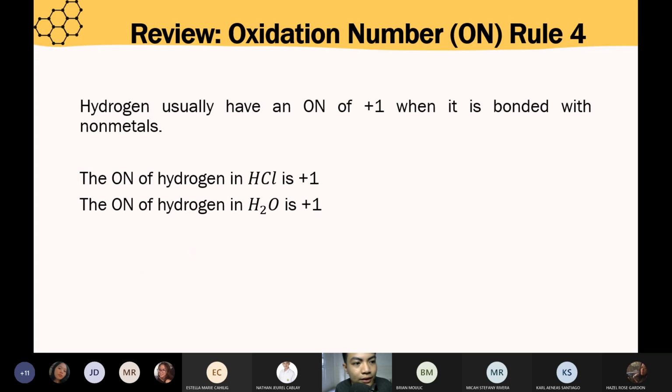And then, next one. Okay? So, the next rule pertains to hydrogen. Okay? So, yung hydrogen natin, if it is attached to a metal, okay?